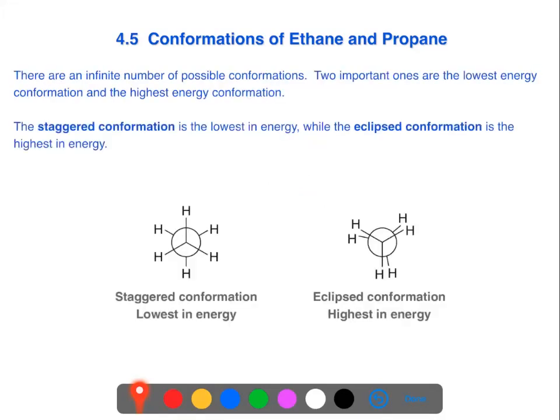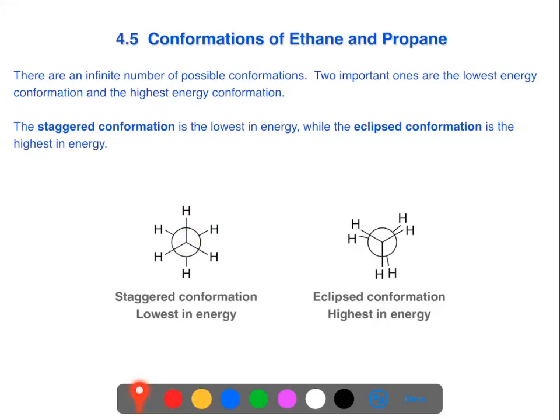There are an infinite number of possible conformations for ethane, but the two most important ones are the lowest energy conformation and the highest energy conformation. So again, there is complete rotation available around that carbon-carbon single bond, but we're just going to focus on the highest energy and lowest energy conformations for this alkane. As you can see, the lowest energy conformation is referred to as the staggered conformation. In the staggered conformation, the dihedral angle, as we saw in the previous slide, is 60 degrees between the carbon-hydrogen bond in front and the carbon-hydrogen bond in back.